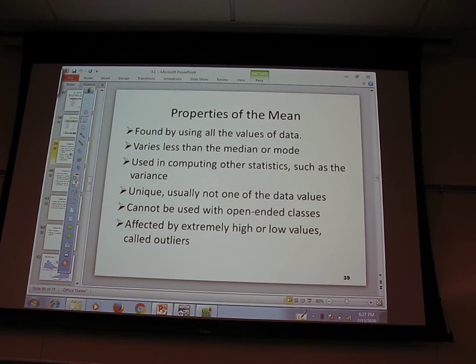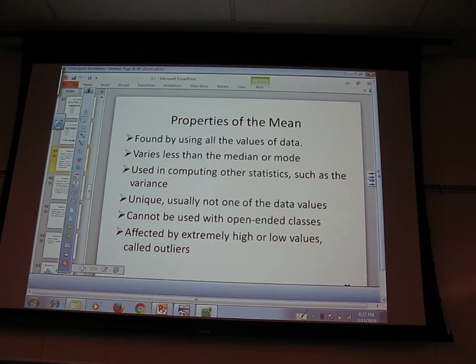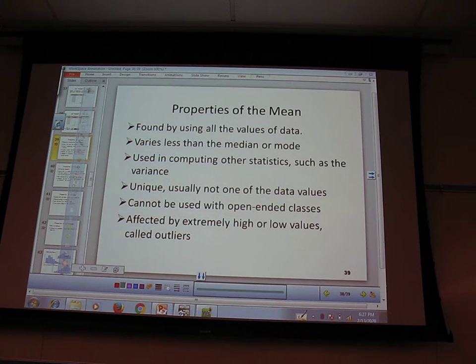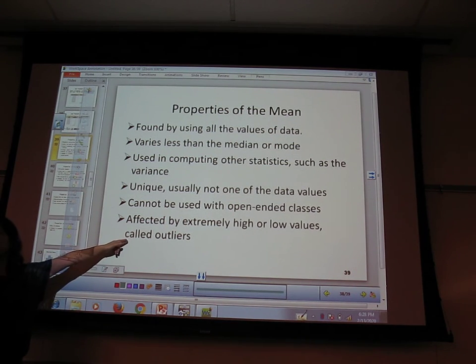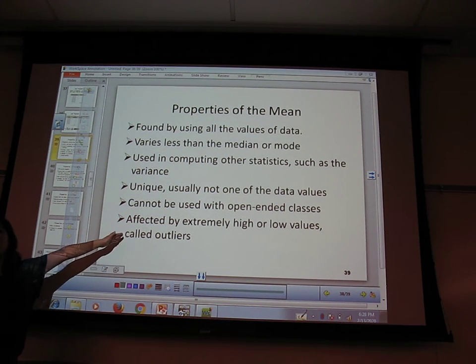There are some properties of means. Megan, go ahead and read. Found by using all the values of data, varies less than the median or mode, used for computing other statistics such as the variance. Unique, usually not one of the data values, not to be used in multi-point classes, affected by too high or low values, called outliers. Right, remember Michael Jordan, total outlier? He pulled everybody's average. So the geology majors at UNC that year had an average income of $500,000 or something like that, right? Because of him, because he was an outlier.